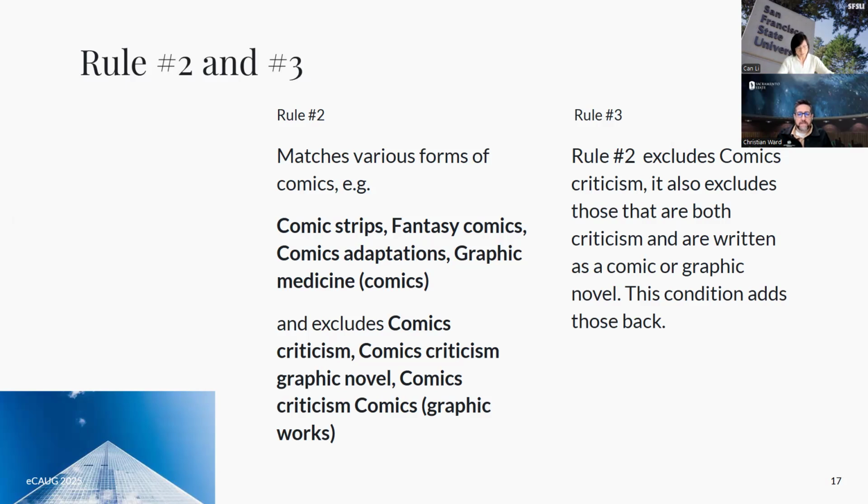In this process, Christian was able to extract all the genre form values from our set, thousands of them. And this helps to detect the pattern and for me to get all the example sets here to do the test. So that's how we created the second rule. And the third rule is to compensate for what's been excluded, which are comics criticism that are also written as comics or graphic novels. So the third rule was able to add those back.